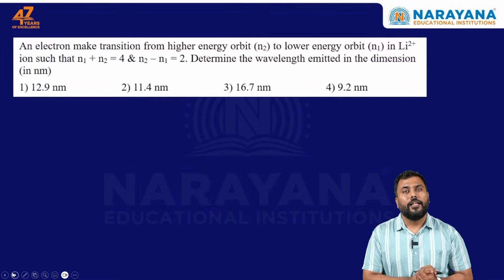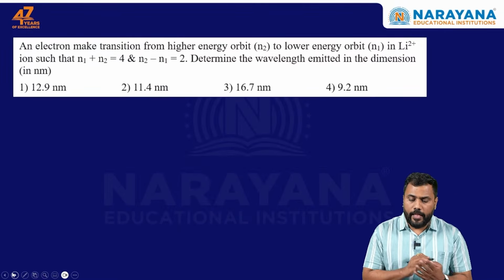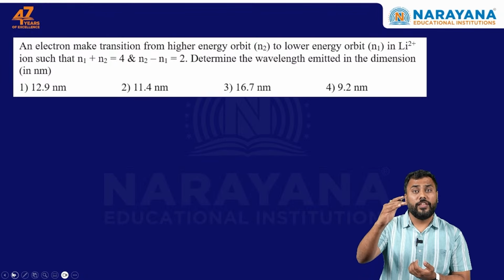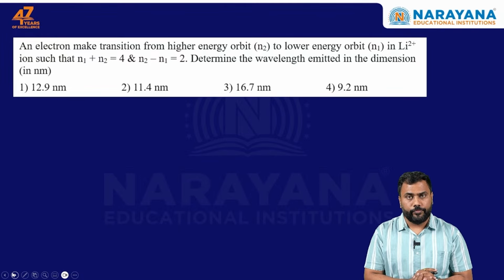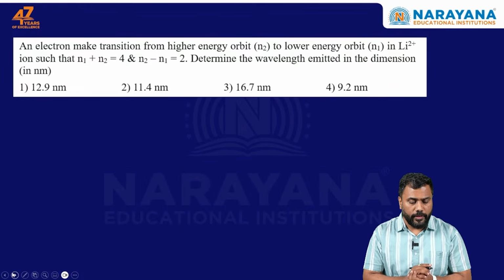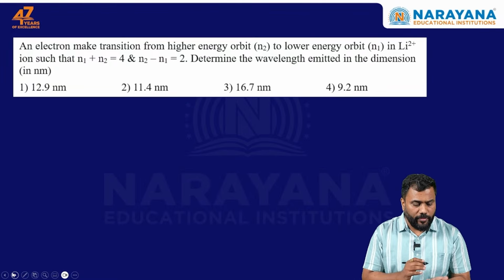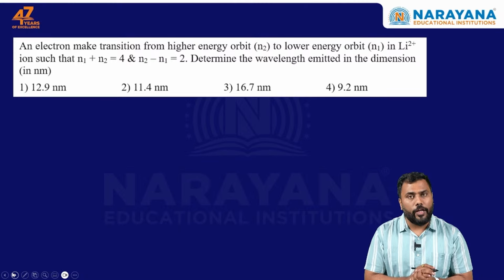The next question is based on modern physics. Here they are giving us a hydrogen-like atom Li2 positive, in which electron is transitioning from n equal to n2 to n equal to n1. Some relationships between n2 and n1 are given in form of equations that n1 plus n2 is 4 and n2 minus n1 is 2. We need to determine the wavelength emitted in this process in nanometer. To get the wavelength, I will first find out the energy of this transition, and then we can use this energy to find out wavelength of the photon.